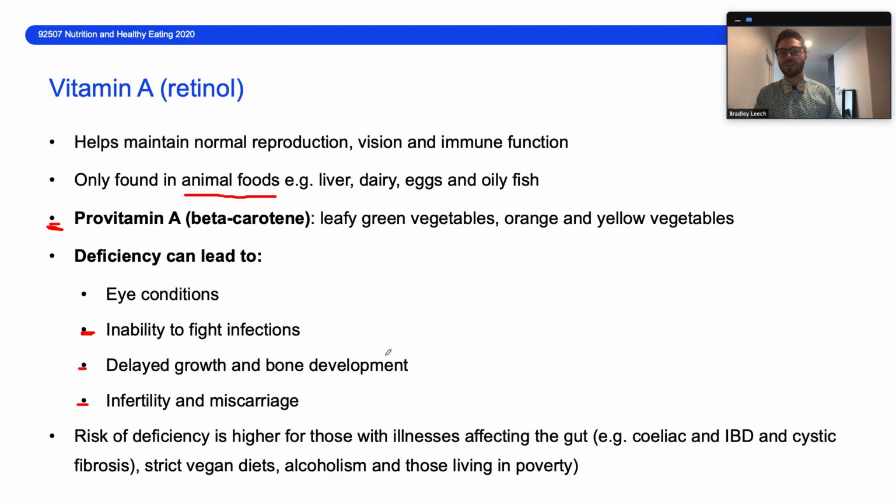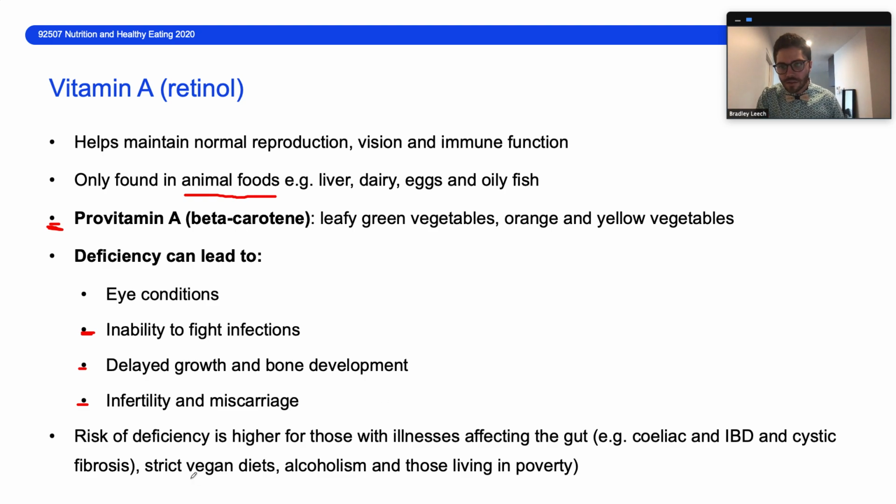Now, the risk of deficiency is higher for those with illnesses affecting the gut. So we're thinking of celiac disease, which is an autoimmune disease that affects the small intestines, and let's say inflammatory bowel disease, which includes things like Crohn's disease and ulcerative colitis. When the gut lining is affected, and this will go for all vitamins and minerals, the absorption of these vitamins and minerals will actually be compromised because there's a particular pathogen or disease within the gut.